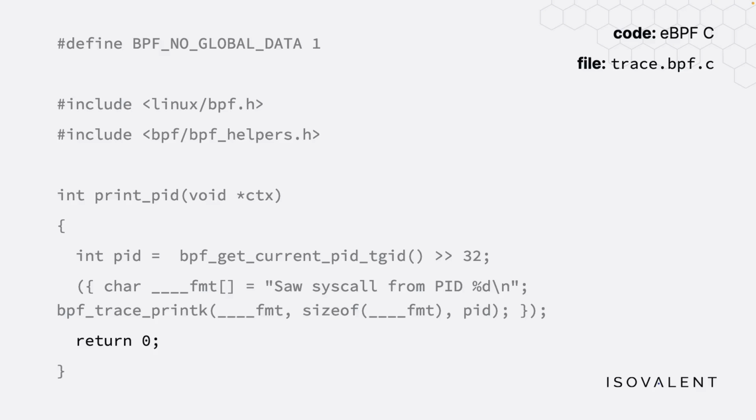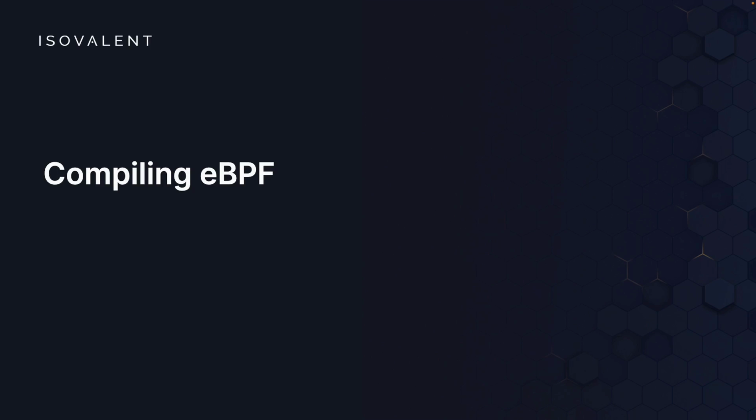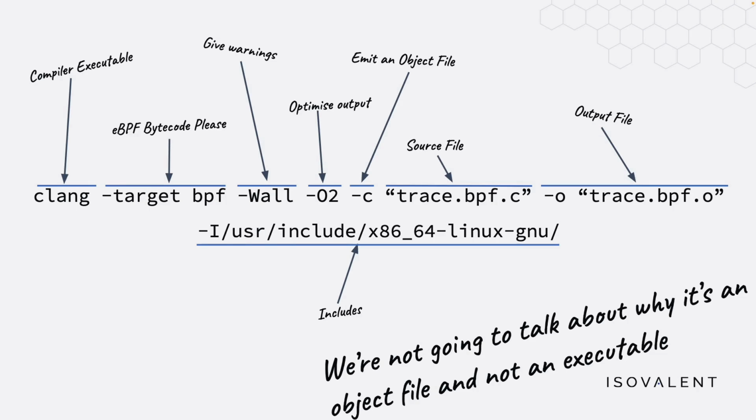So all nice and simple. So let's compile it. We can do it with a command that looks something like this. We're going to use clang, which is a C and C++ compiler. We're going to tell it we're going to be targeting BPF here, so we get eBPF bytecode at the end of it. We're going to turn on warnings.